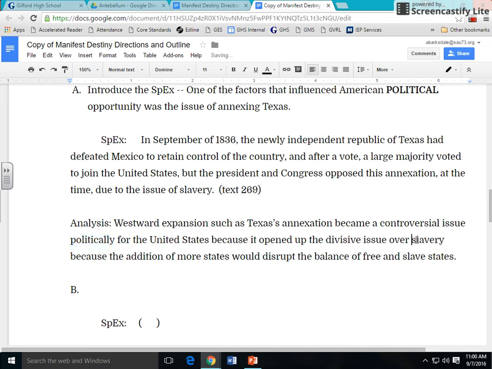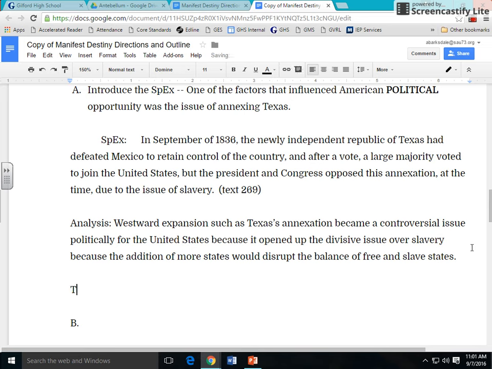Because the addition of more states would disrupt the balance of free and slave states. So I'm talking about political in a negative way. I'm saying that when Texas wanted to become annexed, it impacted us politically because now the government, the president and Congress, would have to deal with this issue of slavery, which was a contentious issue in American history. So even though I don't say this was negative, because I kind of use more, if you will, sophisticated language, but you can actually, if it helps you, if it's a place to start, that's perfectly fine.